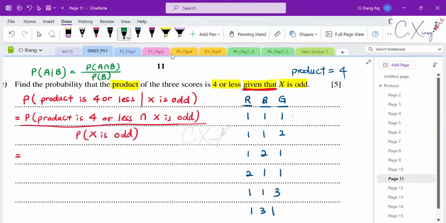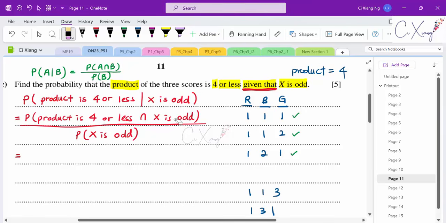So first case, red color is the odd number, no problem. Second case also the same. Third case also the same. For the fourth case here, you can see that the red color is not an odd number. So I actually don't want to consider this case anymore. It shouldn't be included in our calculation for the numerator.